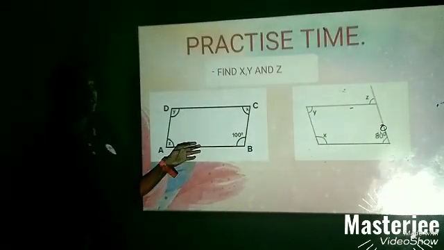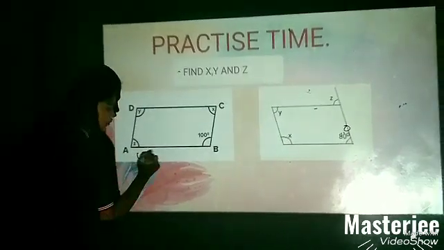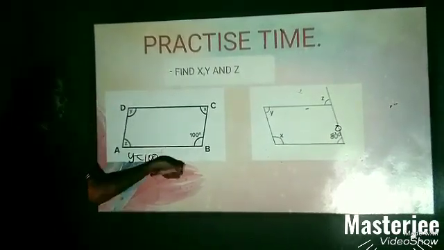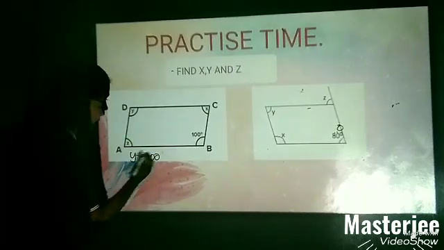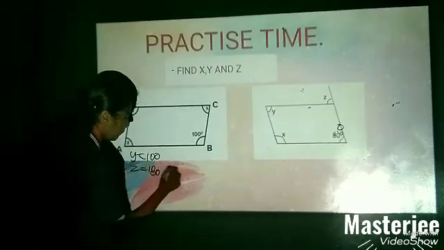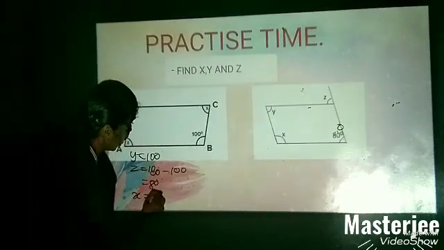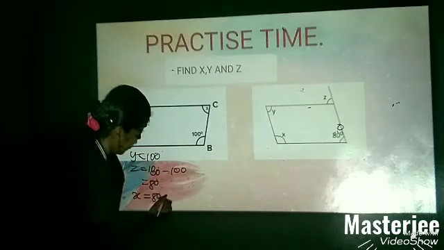And here we are going to find x, y, and z. So here y is equal to 100 degrees because the opposite angles are equal, and z is equal to 180 degrees minus 100, that is 80 degrees, and x is equal to 80 degrees.